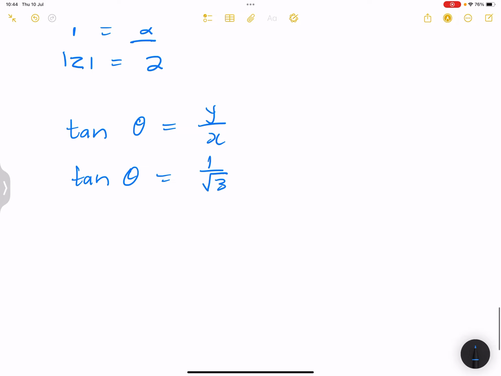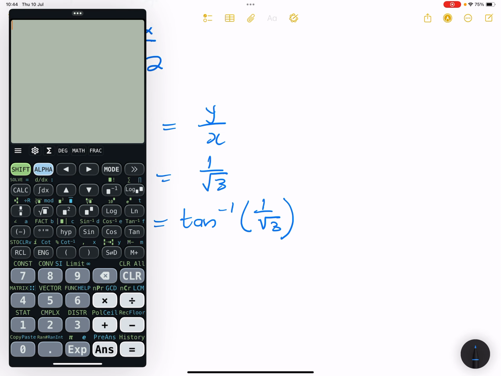Our x value is square root of 3. And so theta is the arctan of 1 over root 3, or you can say the inverse tan. So I'm going to say shift tan of 1 divided by the square root of 3. Okay, let's close those brackets. Right, and I get 30 degrees.